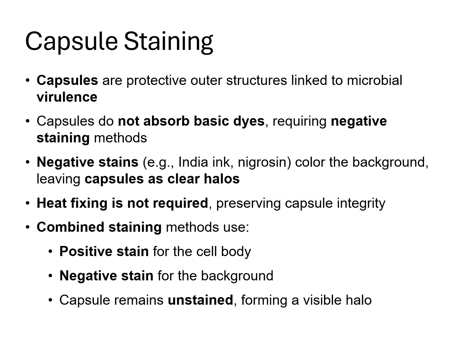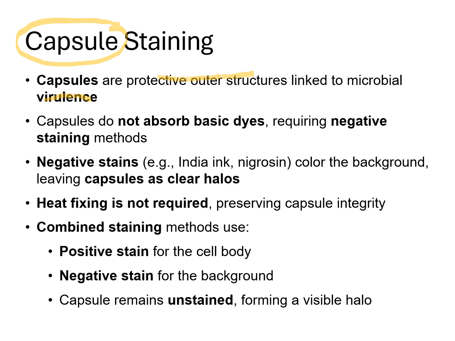So far we've talked about gram staining and acid-fast staining. So capsule staining is our third type of differential stain. What are capsules? Capsules are protective outer structures that are made of either carbohydrates or proteins or a combination of carbohydrates and proteins that are linked to microbial virulence. Virulence is the ability of a microbe to cause disease, and it turns out that bacteria with capsules are usually more virulent than bacteria without capsules.